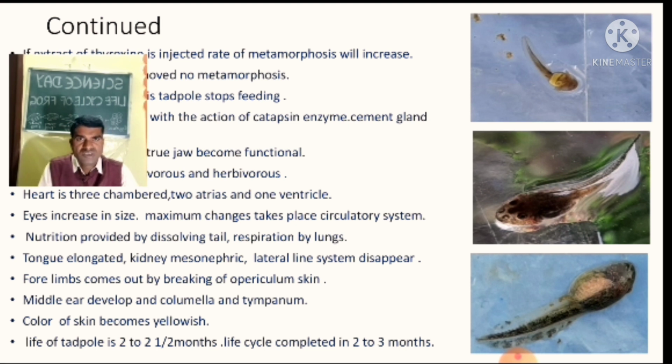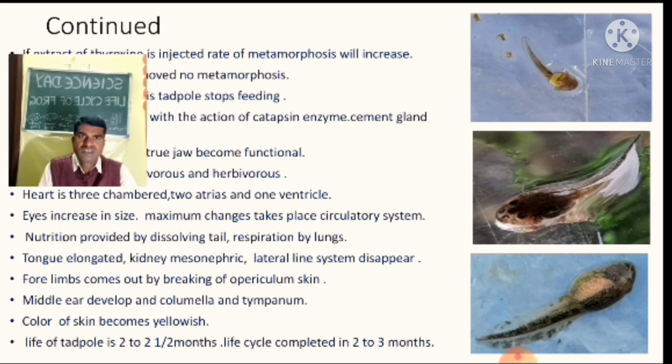Tongue is now elongated, kidney is mesonephric, and the lateral line system disappears in this stage. Forelimbs come out by breaking the operculum skin. Middle ear develops with columella and tympanum. Color of skin becomes somewhat yellowish. Life of the tadpole is 2 to 2.5 months.